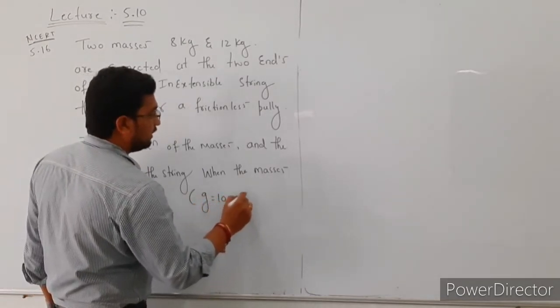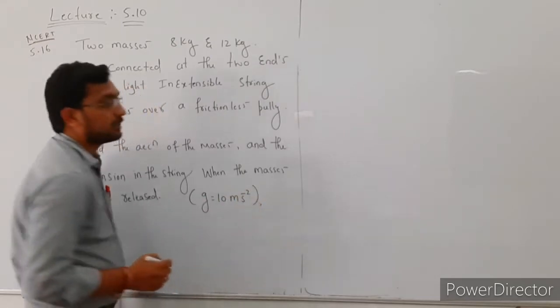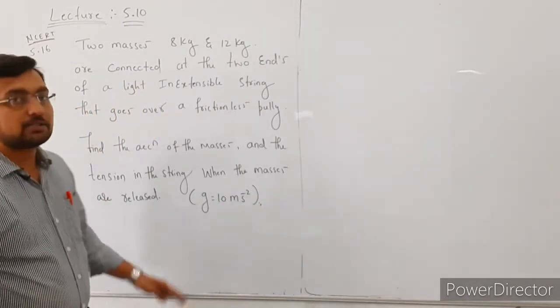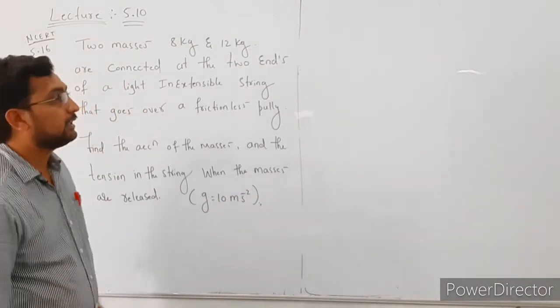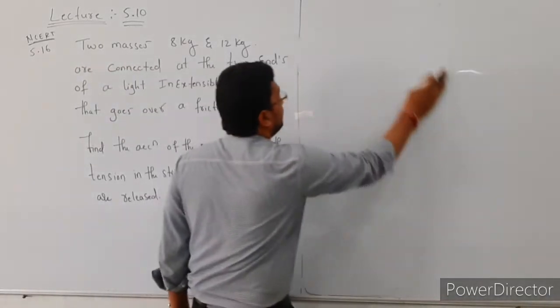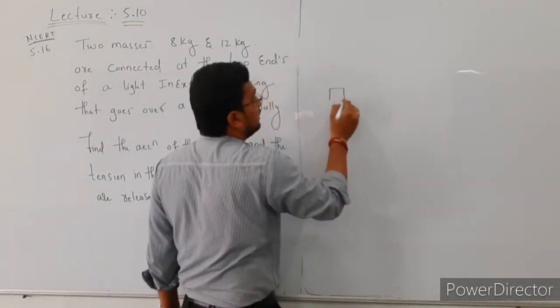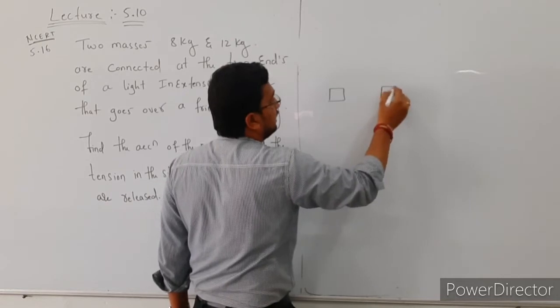10 meter per second square. Okay, see here. So this problem is based on the mass pulley problem. Here they are given two masses. Consider this one mass A and this another mass B.